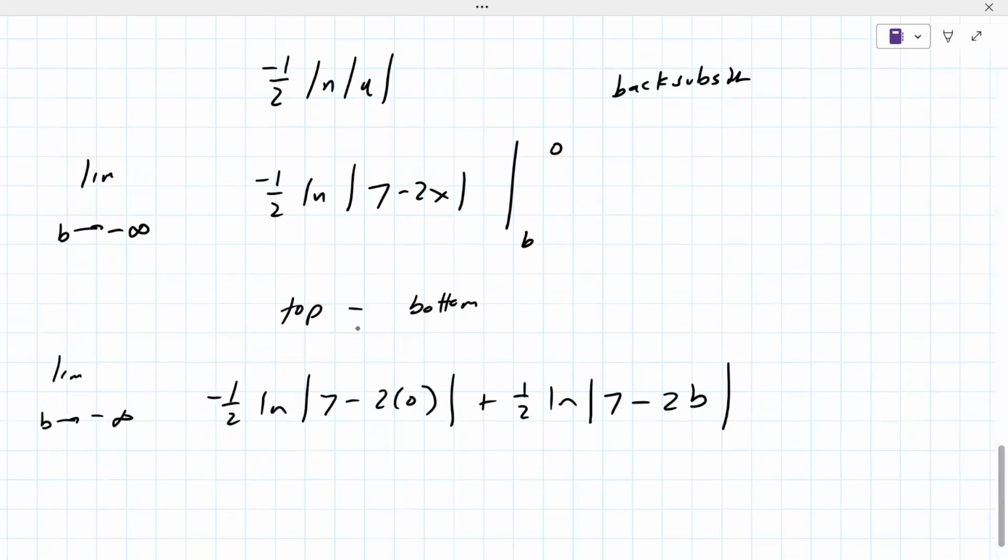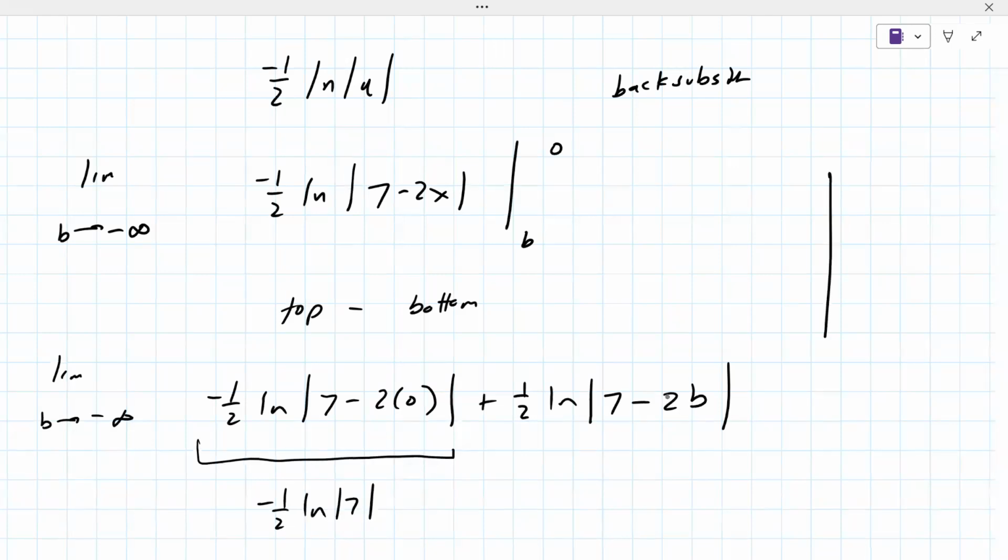Okay. So this first piece here, that's okay. 7 minus 0 is 7. This is -1 half natural log of 7. That's fine. This is the real issue here. You've got to remember, what does the graph of ln look like? It looks like this, unless there are some transformations. Negative infinity, you can treat as a huge negative number. Whatever you want to pick, but this becomes positive.